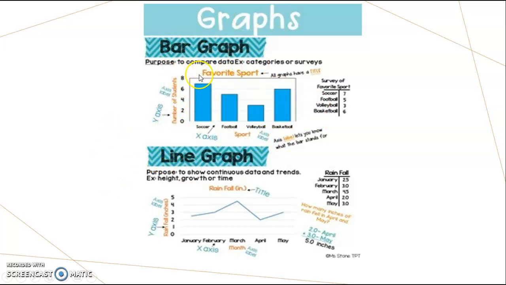And in a graph, we always have the title, which is always at the top. We have the y-axis, which is on the side. Our x-axis is at the bottom. And then sometimes we have a table as well that tells us the same thing as the bar graph.